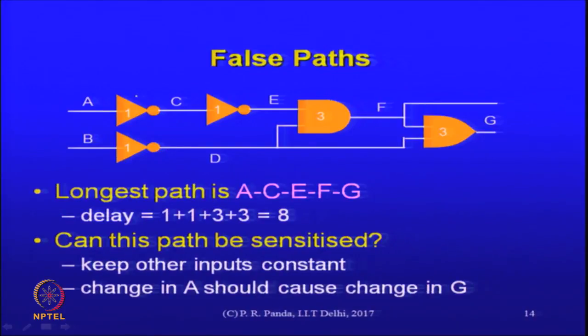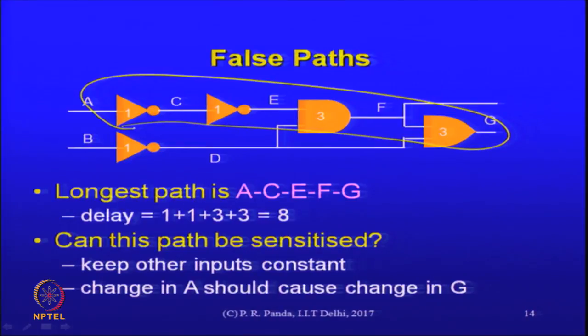There are some things that complicate the timing analysis computation. This should be expected. If it was that simple, then it would not be a valid subject of analysis and discussion here. This has to do with a very interesting phenomenon called false paths. Consider this circuit. The longest path according to just the structural computation is this, right? It is this.